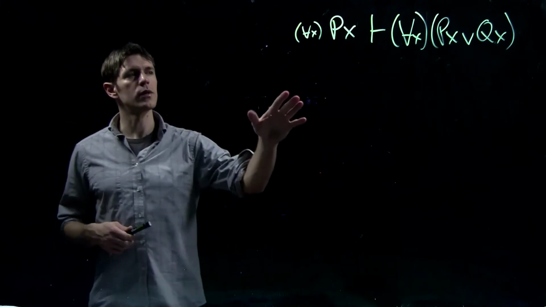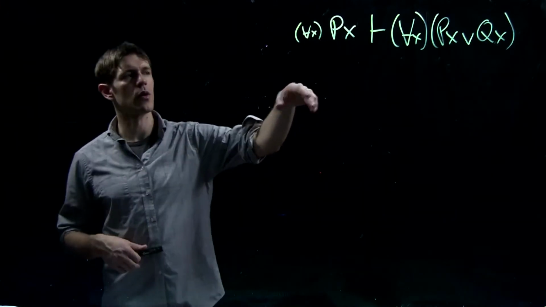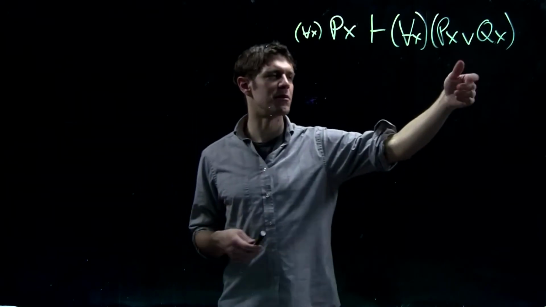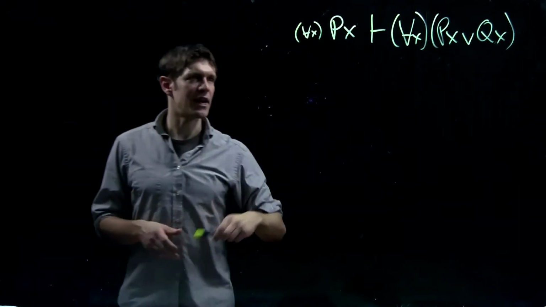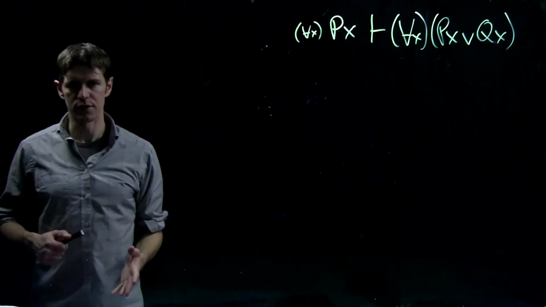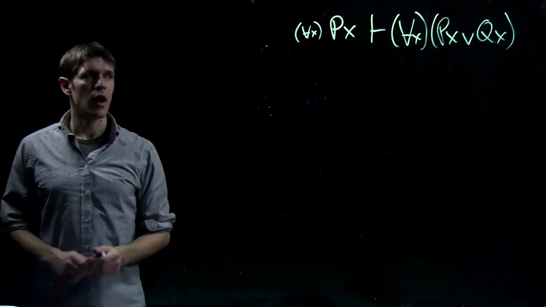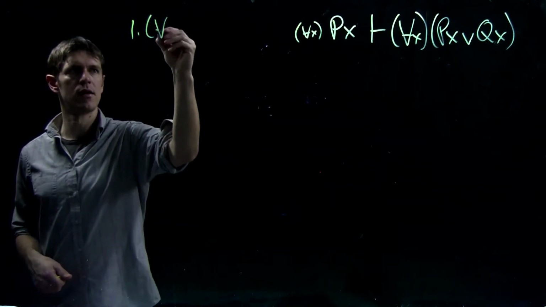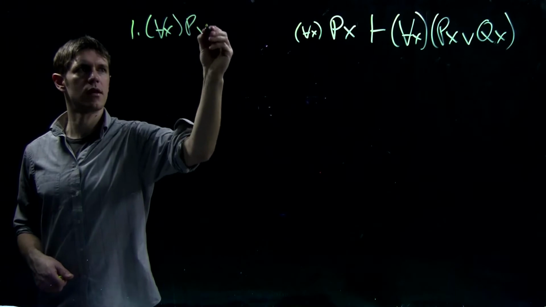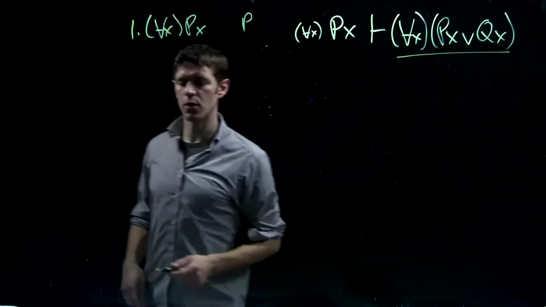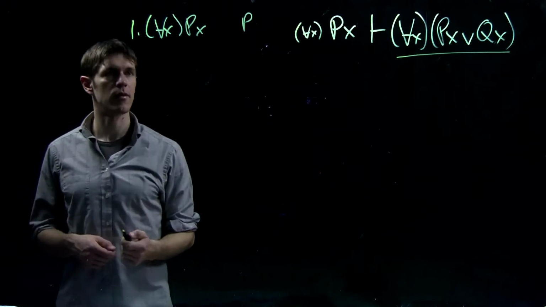In this proof, I want to reason from everyone is a person, or AxPx, to everyone is a person or a queen. And so I'm reasoning from a universally quantified expression to another universally quantified expression. I'll start by setting up the proof. I'll simply write AxPx. And my goal will be to derive this universally quantified expression over there.